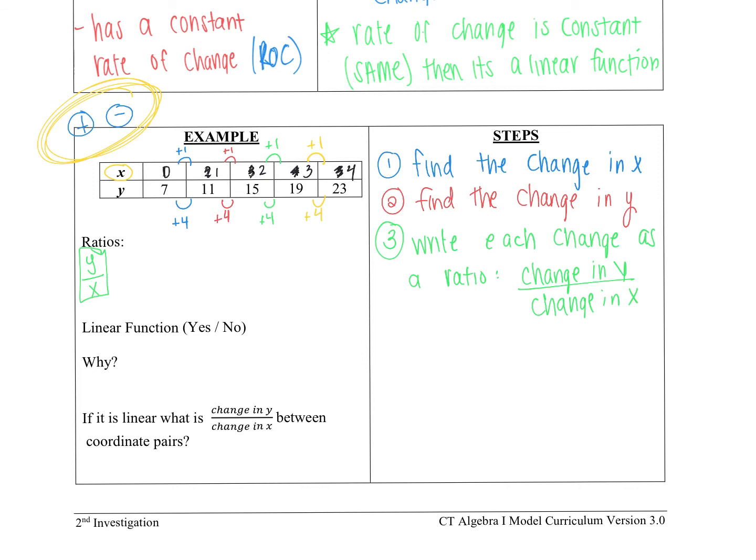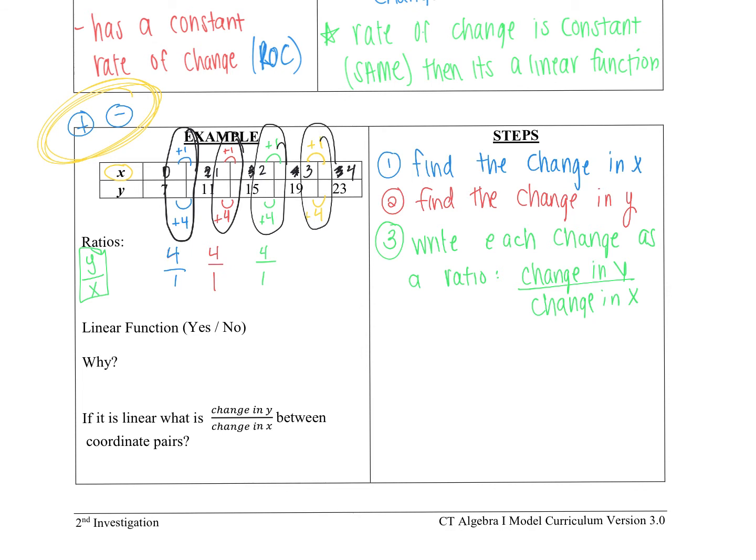And how we find our ratios is by looking at my changes in the same row. So I have a change there. I went from 0 to 1 and 7 to 11. And you're putting your ratio as the change in y, which was 4, all over your change in x, which was 1. Okay? Then you're going to go to the next one and do the same thing. My change in y was 4. My change in x was 1. And then on again, my change in y was 4. My change in x was 1.